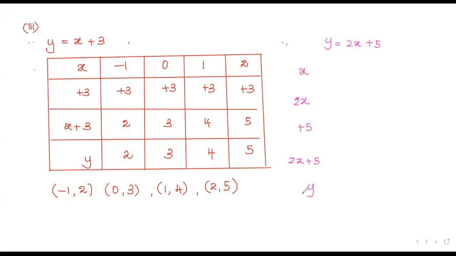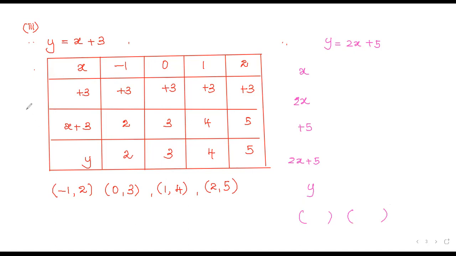So you take it step by step. First, you convert x into 2x. Then you add the positive 5 to each column. So you add the 2x and positive 5 together, and you get the 2x plus 5 value. According to the equation, that 2x plus 5 value is equal to y. Therefore, you can write the y row separately. Then you can write the coordinates below the table like I did in this example.